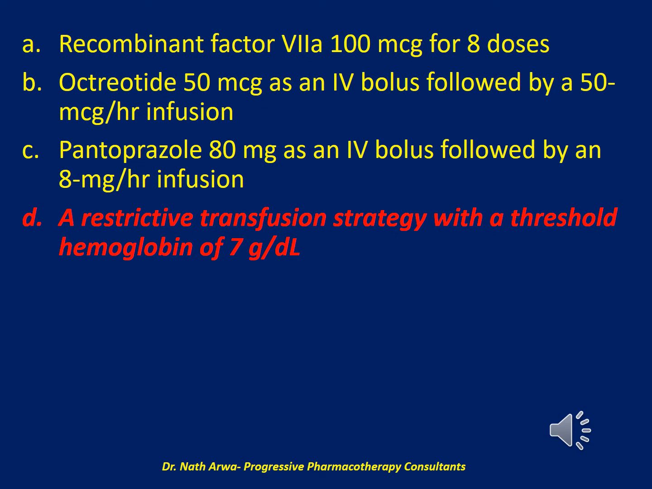There are no mortality data supporting the use of IV pantoprazole in patients with acute upper GI bleeding, although reduced recurrence of bleeding has been demonstrated in patients with ulcerative bleeding. There are no mortality data supporting the use of octreotide in patients with acute upper GI bleeding, although improved rates of hemostasis have been demonstrated. Several trials using recombinant factor 7A have failed to show benefit in patients with acute upper GI bleeding. Please proceed to the next question.